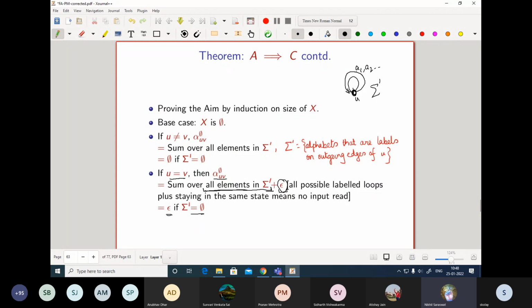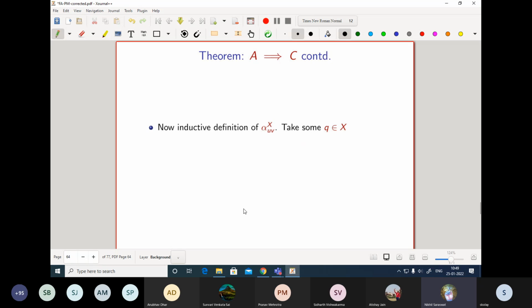Okay, if I was at U, if I started from U and stayed at U without taking any edges, then, let's assume that U was a final state, then epsilon at least would be accepted. So that's why this epsilon has been added in if U is equal to V. And if there are no such labeled loops, if sigma dash is empty, then only epsilon, there is a possibility that only epsilon can be accepted if U was a final state. Okay, so this was the base case. Now comes the inductive definition of alpha X UV.